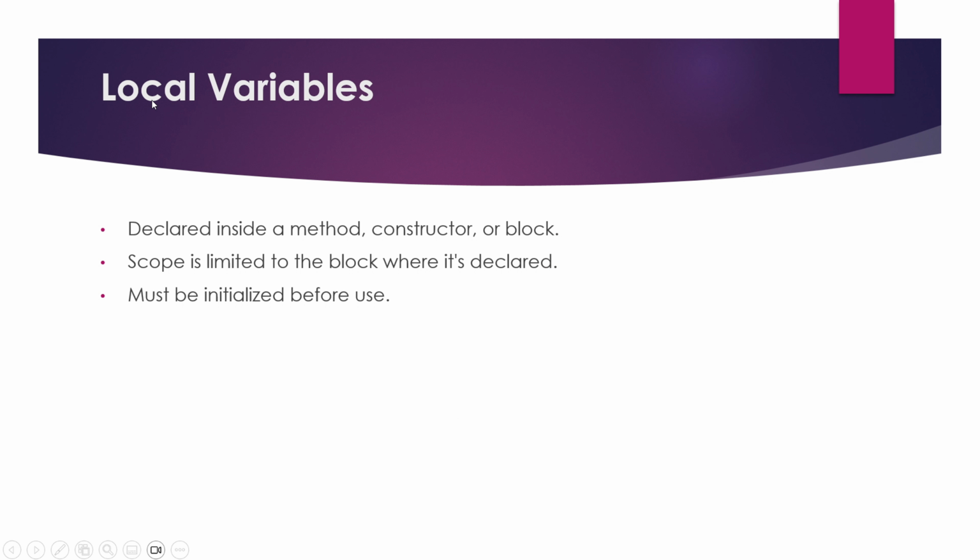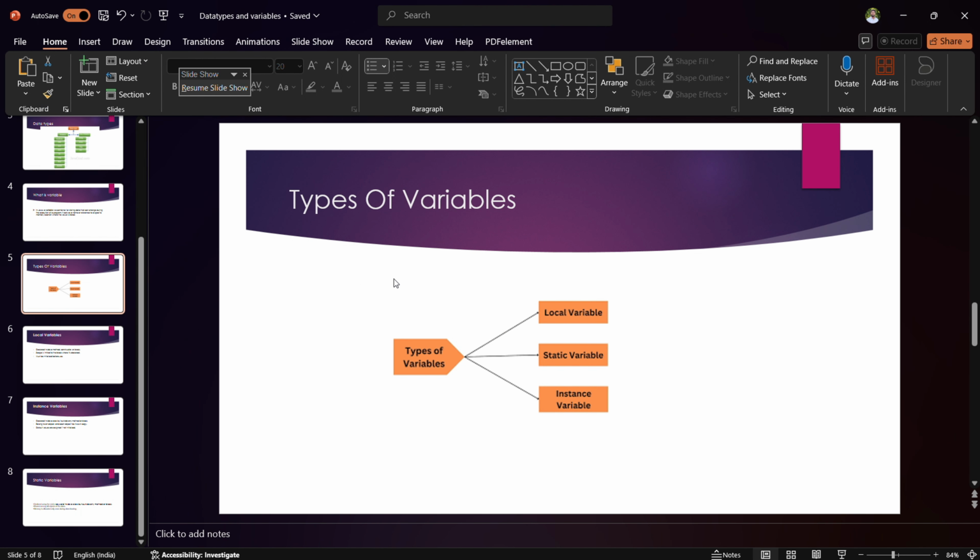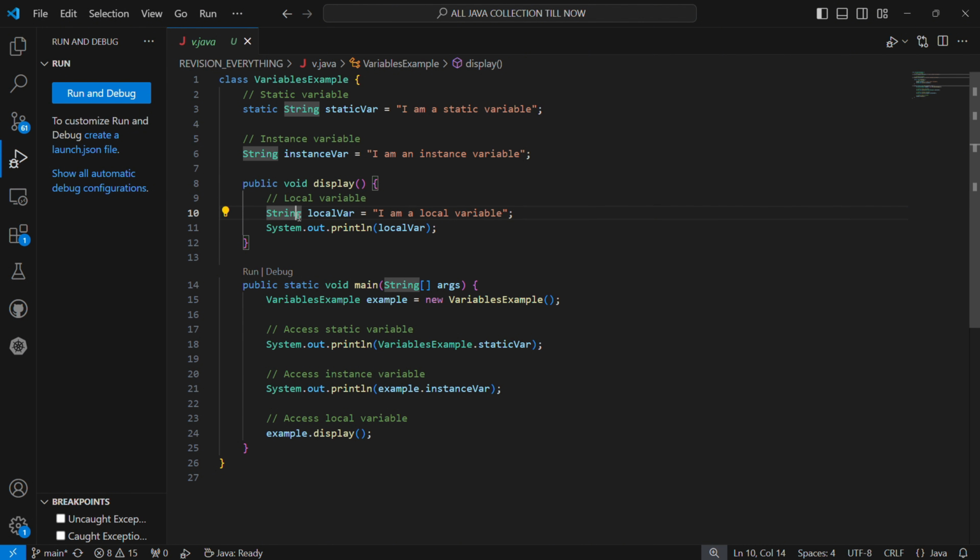Let's talk about local variables. First, it is declared inside a method, constructor or block. Second, its scope is limited to the block where it is declared and it must be initialized before use. So let's see an example of it, so you'll understand in depth. Local variable within the display method, and this program demonstrates how to use and access those variables.